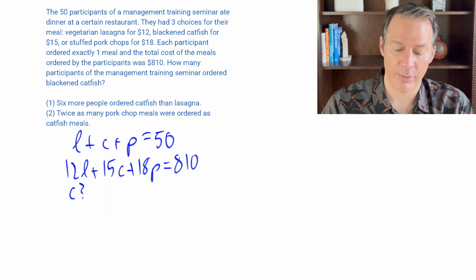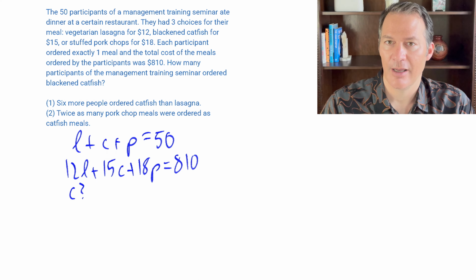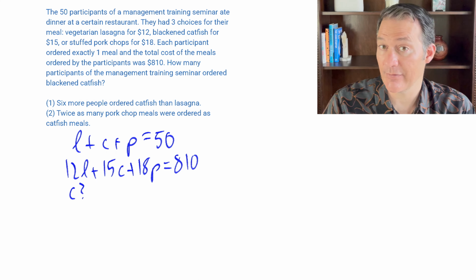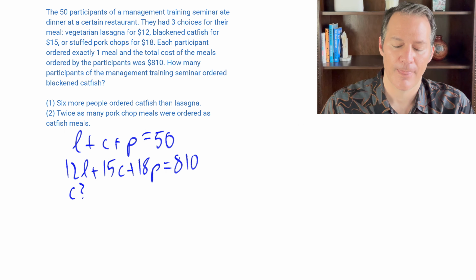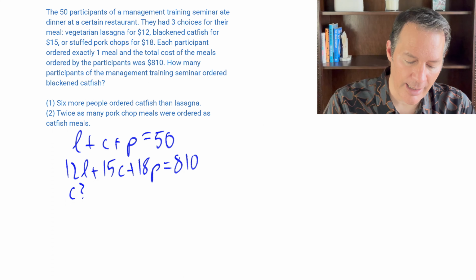Notice what we have here, right? We have two equations with three variables. We can combine those two equations to eliminate a variable, but we cannot actually solve. Okay, so important to recognize that right off the bat. So let's go ahead and take a look at the statements.